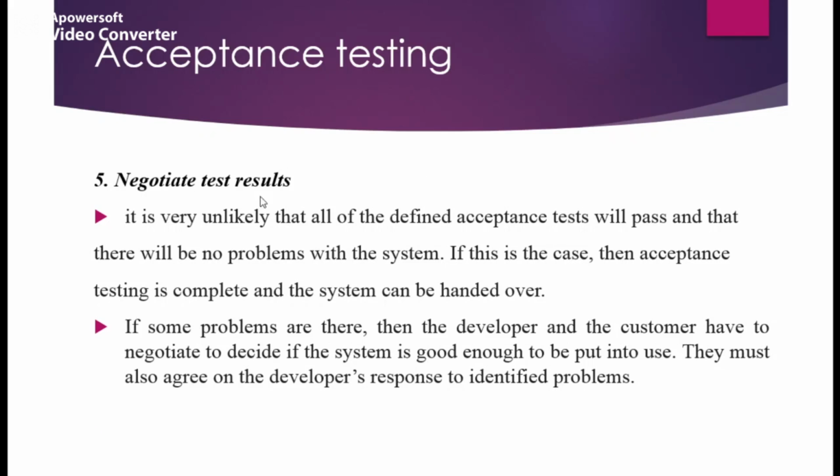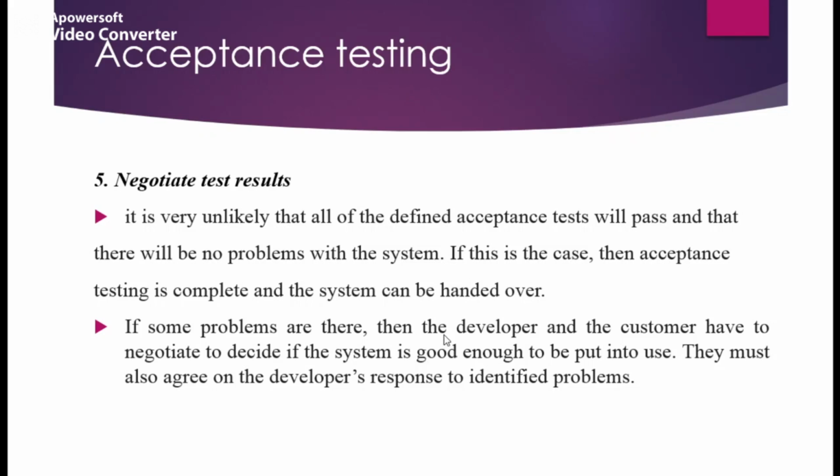Then negotiate test results. It is very unlikely that all of the defined acceptance tests will pass. We cannot give 100% assurance. There will be some problems in the system. If all tests pass, then acceptance testing is complete and the system can be handed over. If there is no issue at all, that means your system has successfully passed all the acceptance tests and you can deliver it.